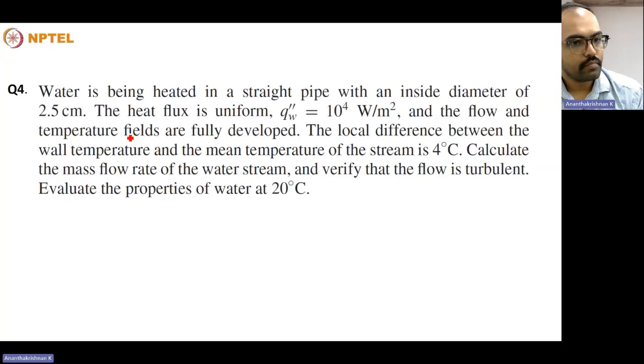Look into the fourth problem. This is a reverse calculation of the first problem, or the second last problem of the second last section as well. So here water is being heated in a straight pipe with an inside diameter of 2.5. The wall heat flux is given as 10 power 4, and the flow is fully developed. The local difference between the wall temperature and mean temperature of the stream is 4 degrees Celsius. We need to calculate the mass flow rate of the water stream and verify that the flow is turbulent. We need to evaluate the properties of water at 20 degrees Celsius.